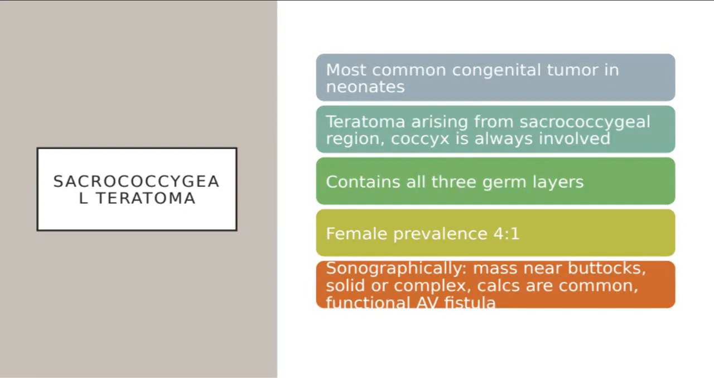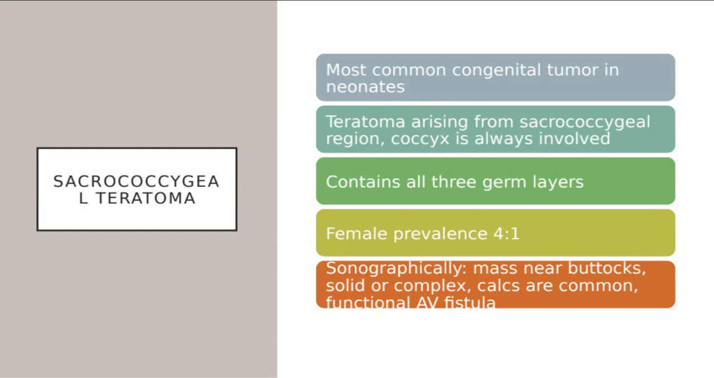It's going to contain all 3 primitive germ layers, in terms of what the teratoma is made up of. Female babies are more likely to have this. On ultrasound, we're going to see a mass coming right off of that baby's bottom. It could be solid, complex, cystic. You know, teratomas have a range and a variety of appearances.